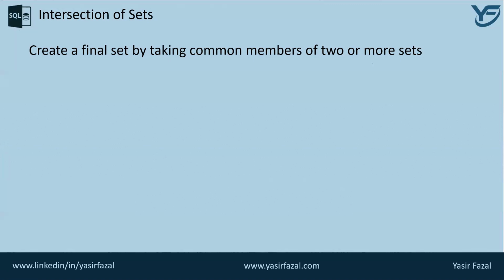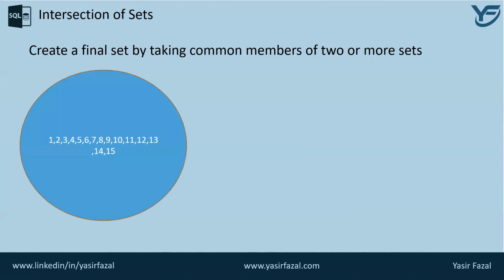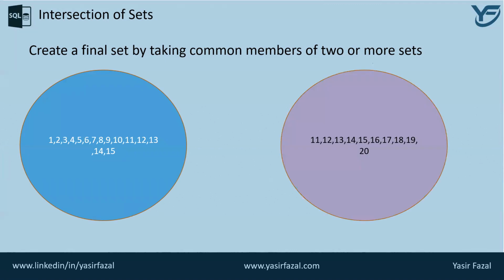So how will the intersection happen? Let's see. Let's suppose that I have one set which contains the real numbers from 1 to 15, and I have another set which also contains the real numbers 11 to 20.